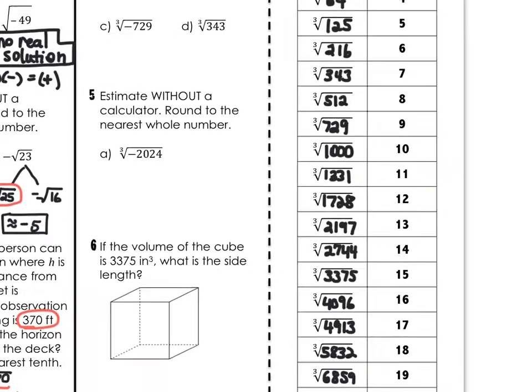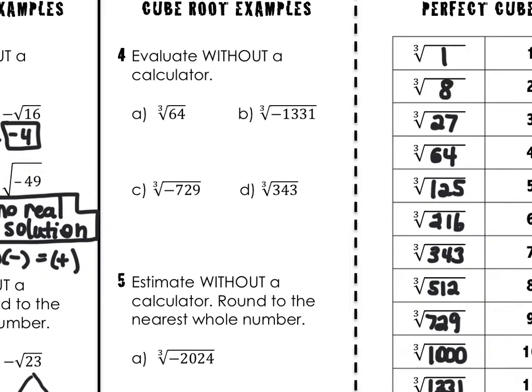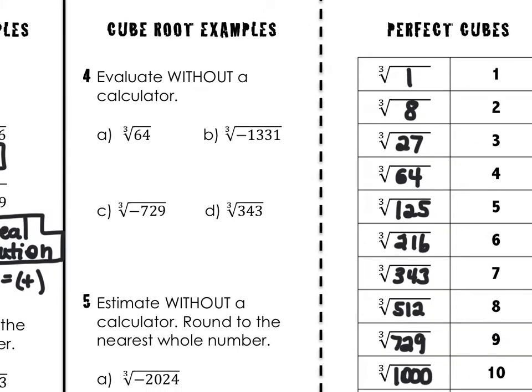So let's take a look now at problem number 4 on the cube root examples. Very similar to the perfect squares or the square root examples. Evaluate without a calculator. So you could use a table for this. The cube root of 64 is equal to 4. Okay, and then that would be your answer.